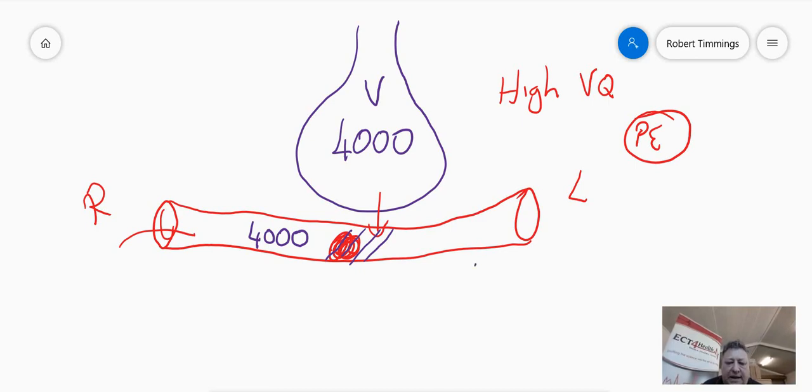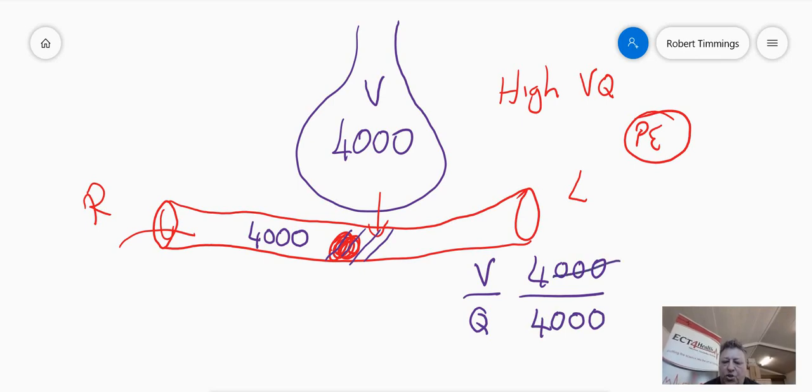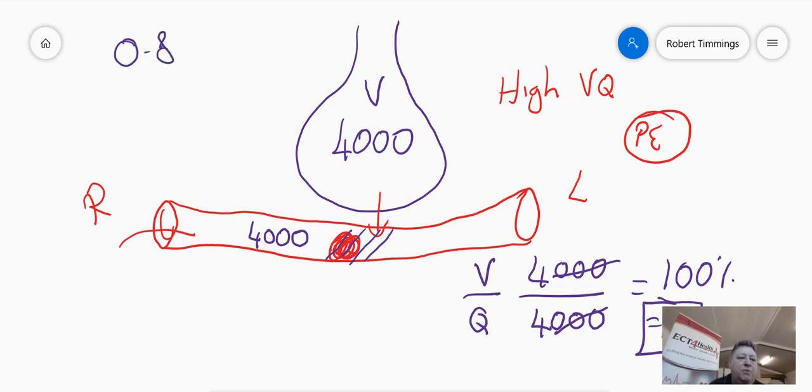We've now got a ventilation to perfusion ratio that is 4,000 over 4,000, which reduced is 4/4, which mathematically is the same as saying 100%, and as a decimal is 1.0. Can you see that with a VQ ratio of 1.0, it's higher than the normal VQ ratio, which you'll recall up here was 0.8 is what's considered to be normal.